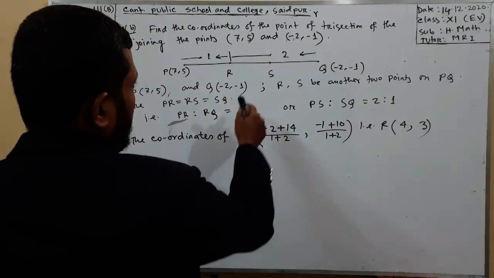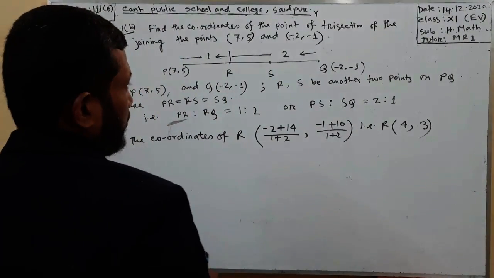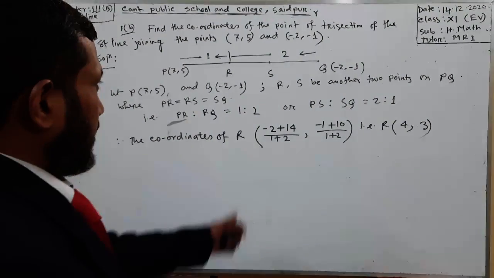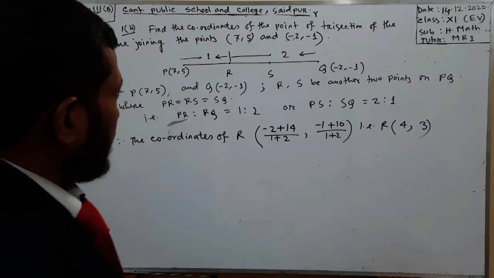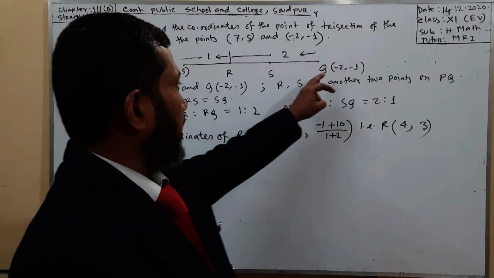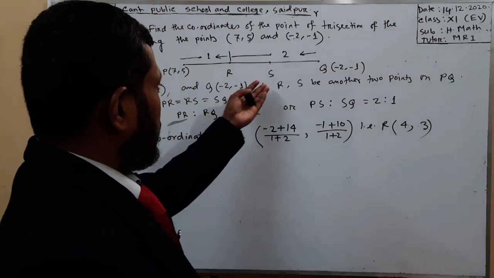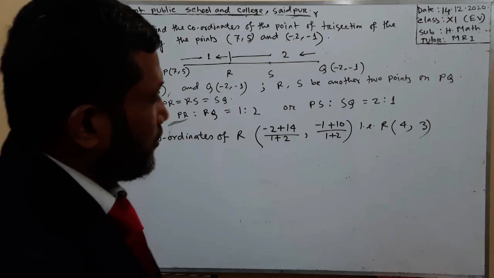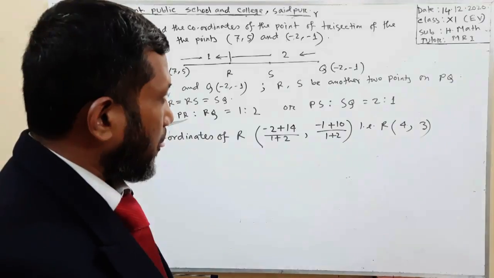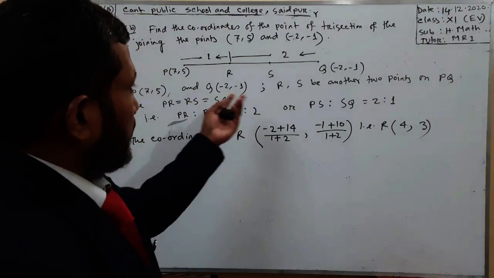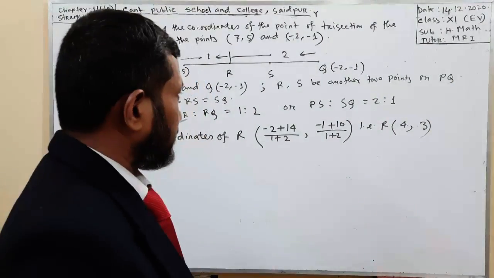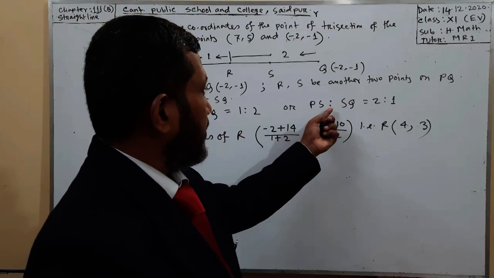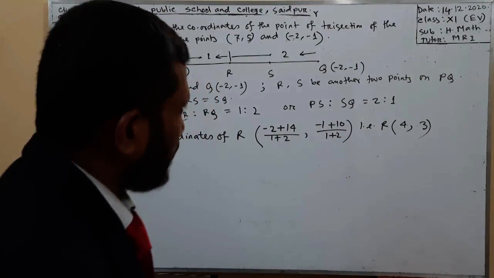So the coordinates of R will be (4, 3). Here R is the midpoint of PQ's remaining part RQ, so we can find the coordinates of S with the help of the coordinates of R and Q: the sum of two abscissa divided by 2, comma, the sum of two ordinates divided by 2. Or we can find it using PS to SQ is equal to 2:1.